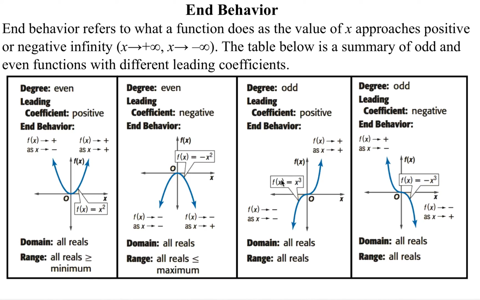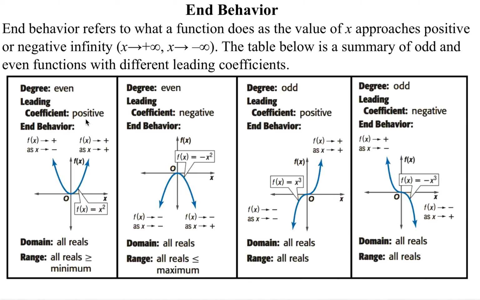End behavior is what happens to the function as x approaches either positive or negative infinity. So I've included this table that summarizes odd and even functions that have different leading coefficients. For example, if I have an even degreed function, something like y equals x squared, its degree is even. It's a second degree polynomial.